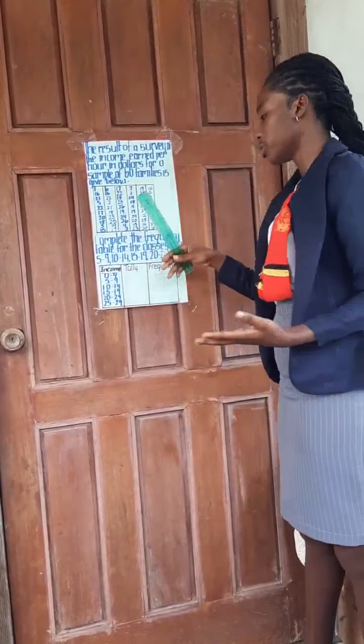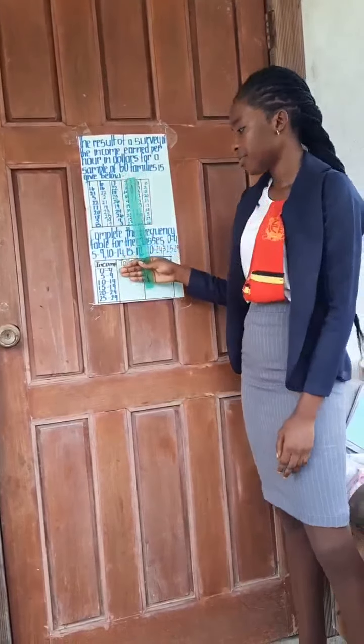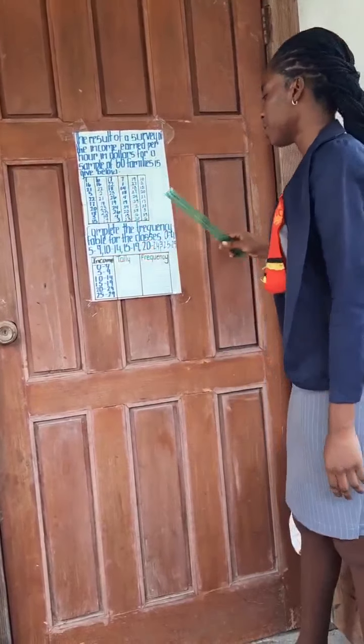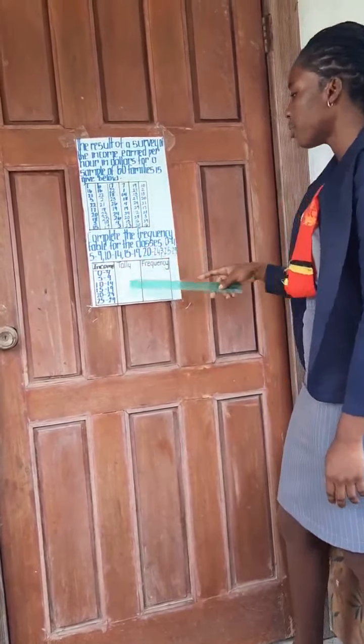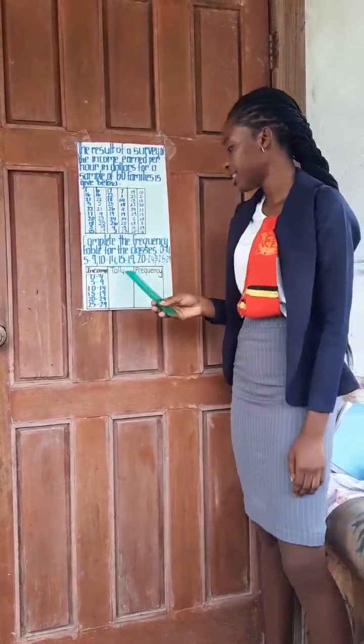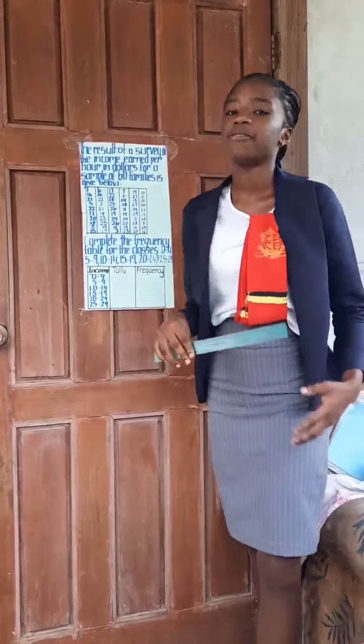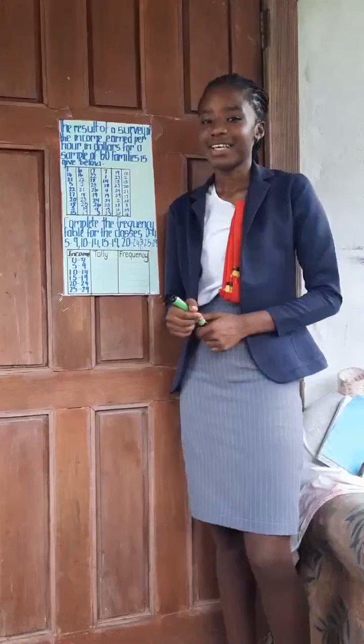You already know how to complete a tally frequency table, right? So you're doing it for classes 0 to 4, 5 to 9, 10 to 14, 15 to 19, 20 to 24, and 25 to 29. So you may begin working in your groups. You have like 3 minutes to complete this.